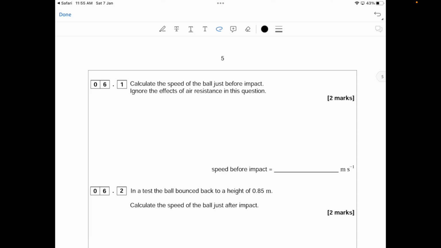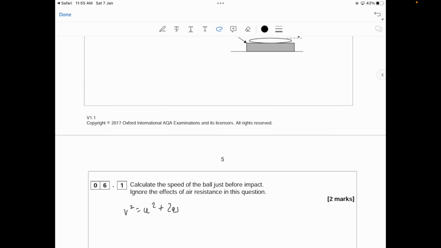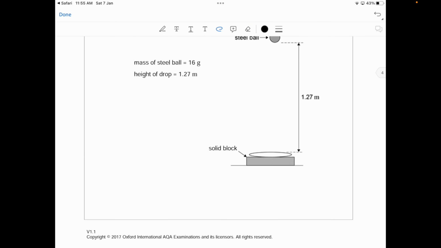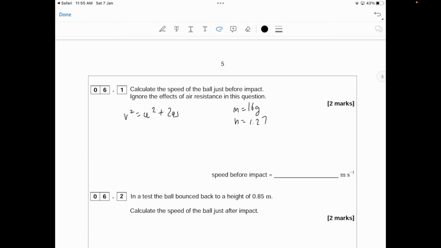So we have to understand that we can use maybe the formula v squared equals u squared plus 2as, since we have to find out the speed before the impact itself. The speed before the impact would be, we know the mass of the ball and we know the height of the drop. The mass of the ball is 16 grams, and the height at which it's dropped is roughly 1.27, right? So using these two values, we can plug this into our equation.